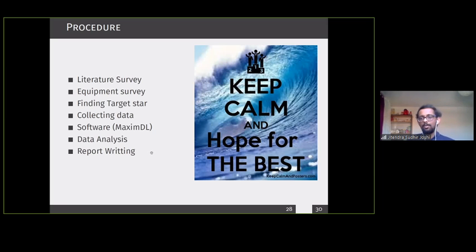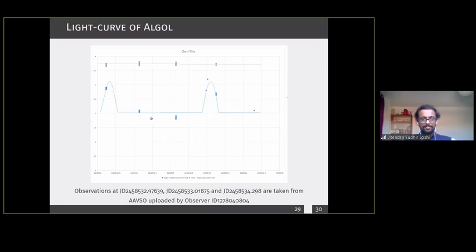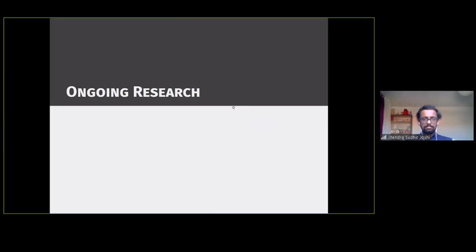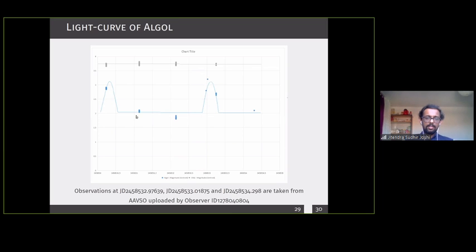And keep calm and hope for the best in all these processes. Hope that everything goes well. If not, go back to an earlier step, do everything again, and see where you went wrong. So this is the output, and this is what I did.